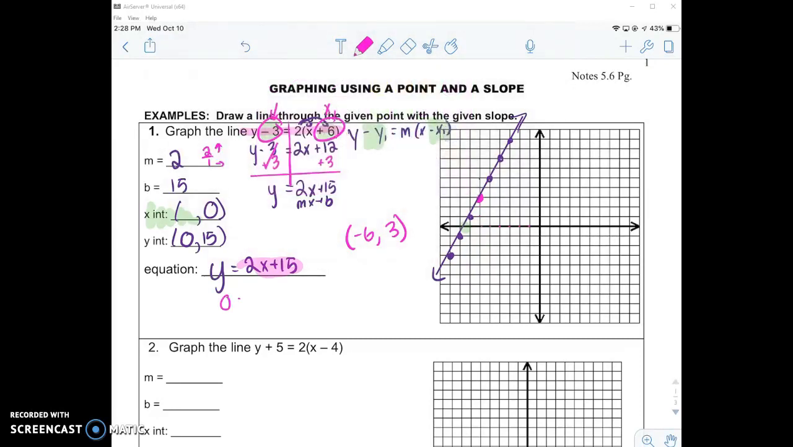I'm going to say that y is 0 equals 2x plus 15. And I'm solving for x, minus 15 on both sides. Negative 15 is equal to 2x. And I divide by 2 on both sides. Negative 15 divided by 2 is negative 7.5. So the x value of my x-intercept is negative 7.5.